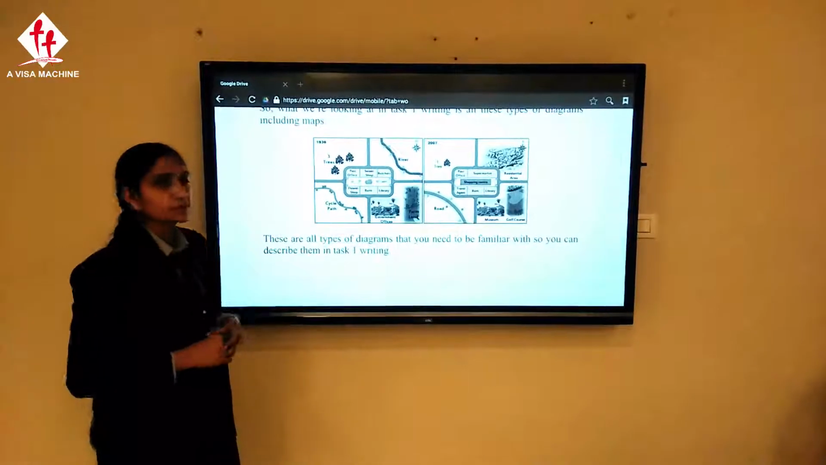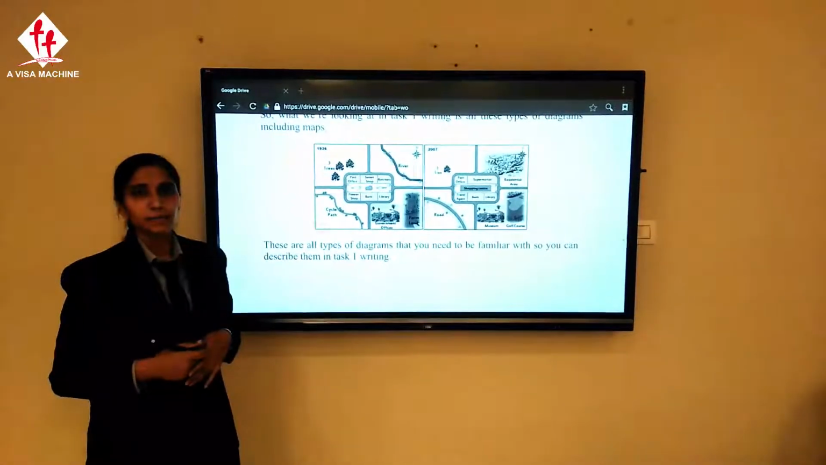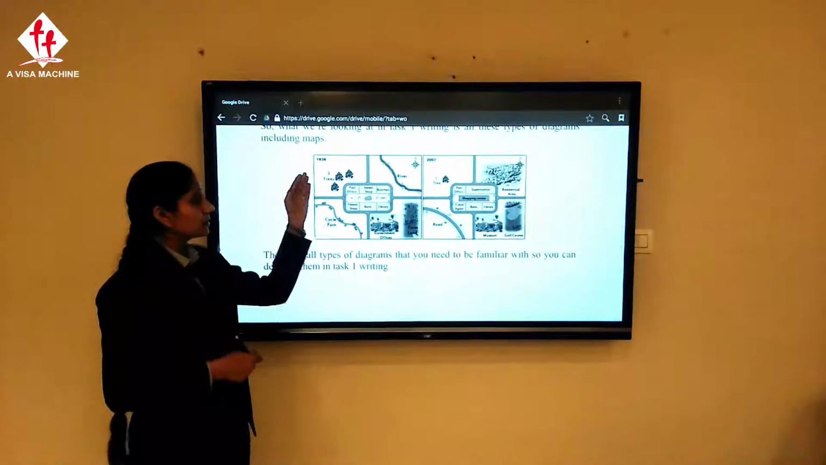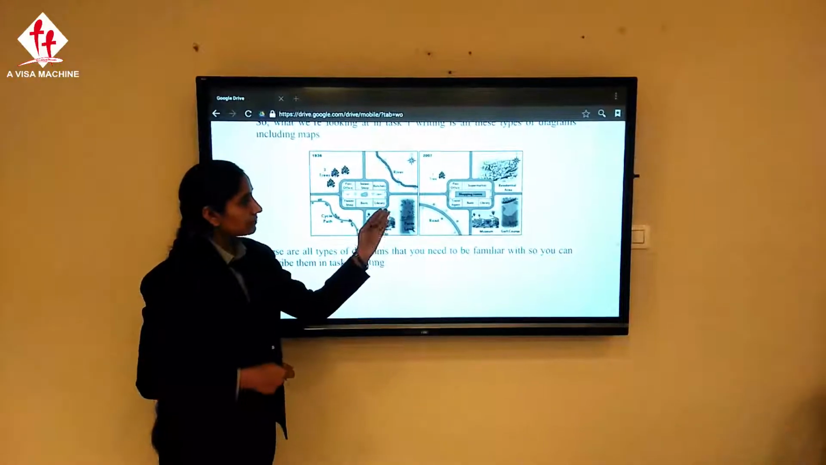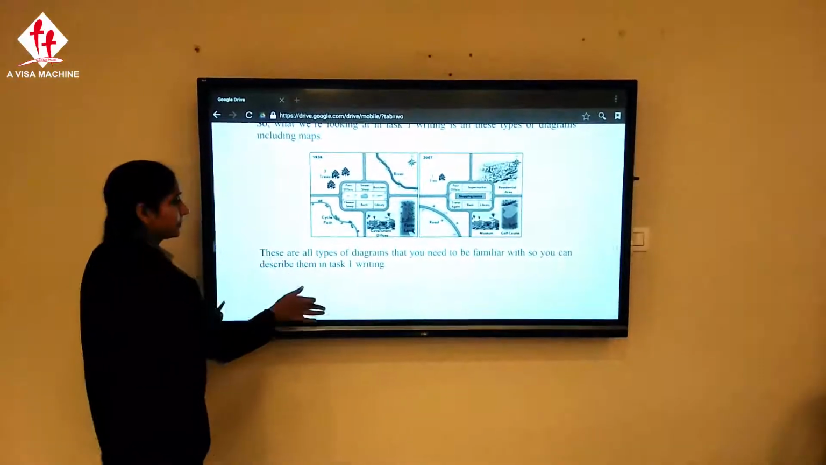The next one here is known as a map. Some students say this is a diagram. We have to write all the places that are given, like in the year before and after some changes, how this place has been changed.